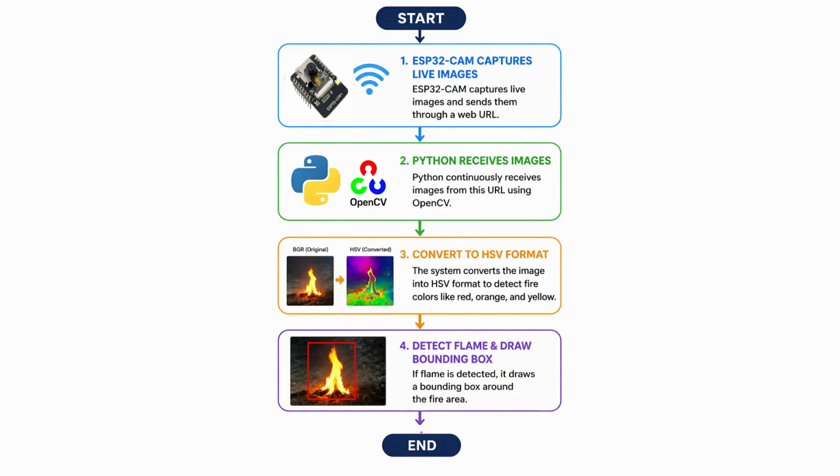ESP32-CAM captures live images and sends them through a web URL. Python continuously receives images from the URL using OpenCV. The system converts the image into HSV format to detect fire colors like red, orange and yellow. If flame is detected, it draws a bounding box around the fire area.